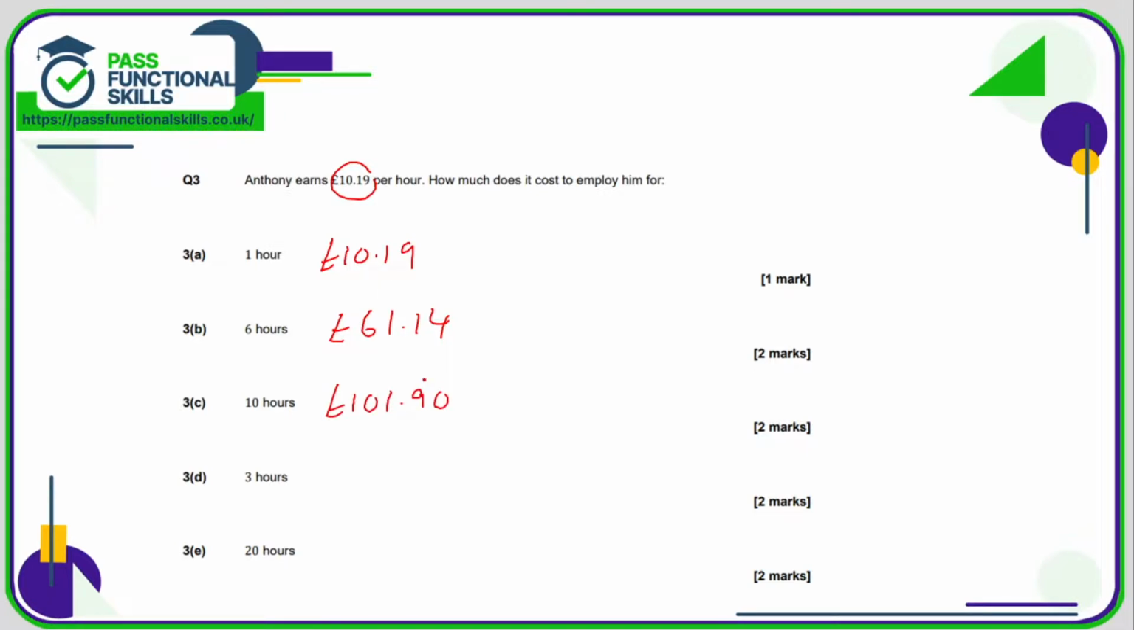For 10 hours, we're going to multiply this figure here by 10, and that comes to a total of £101.90. For 3 hours, we just need to do £10.19 multiplied by 3, and that comes to £30.57. And 20 hours, we can multiply this number by 20, or if you're feeling a bit clever, 20 is double 10, so you could always just double this figure here. Doesn't really matter, you'll get the same answer anyway, which is £203.80.